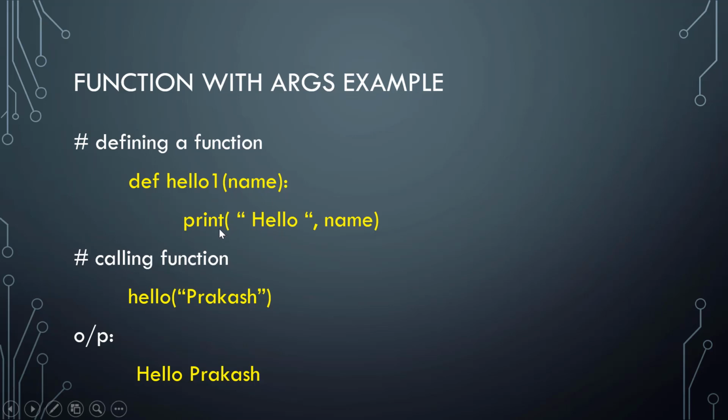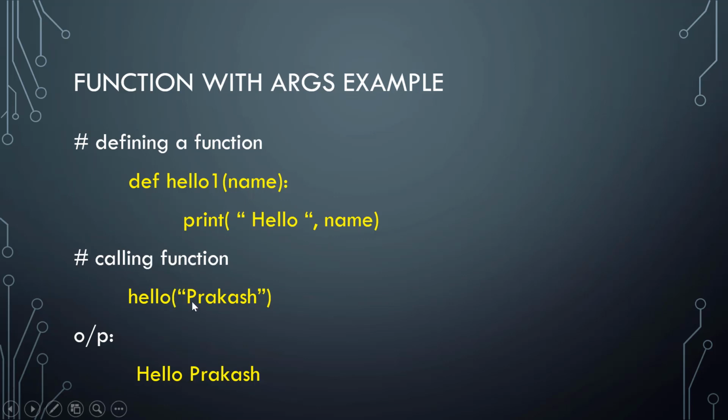concatenation, or you can use plus also, no problem. So hello and then the name I'm giving. Whatever value is passed, I want to concatenate with hello. So you know how to call? This time we have to pass some parameter, the name. Say hello Prakash. Then when you are passing this, previously, sorry, hello one we need to give here.